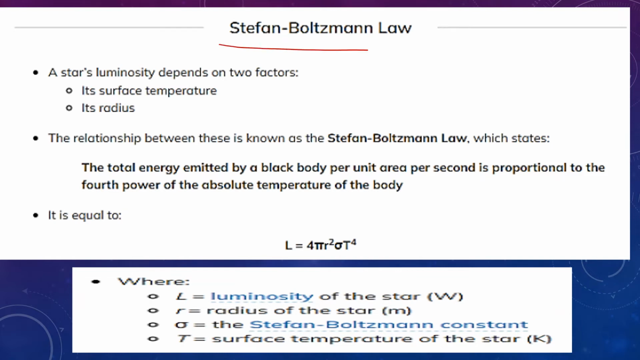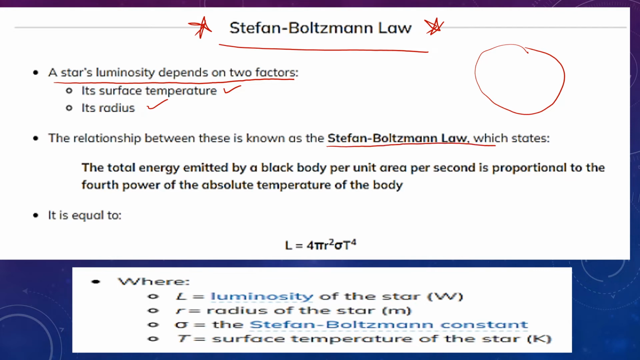Okay, Stefan-Boltzmann law. This is the second important law. Well, you know that a star's luminosity depends upon two things. One is, of course, its surface temperature, and the second one is radius, how big the star is. If the star is big, it will emit more radiation, and if its temperature is high, it will emit more radiation. So the relationship between the surface temperature and radius is developed by Stefan and Boltzmann. That's why it's known as the Stefan-Boltzmann law.